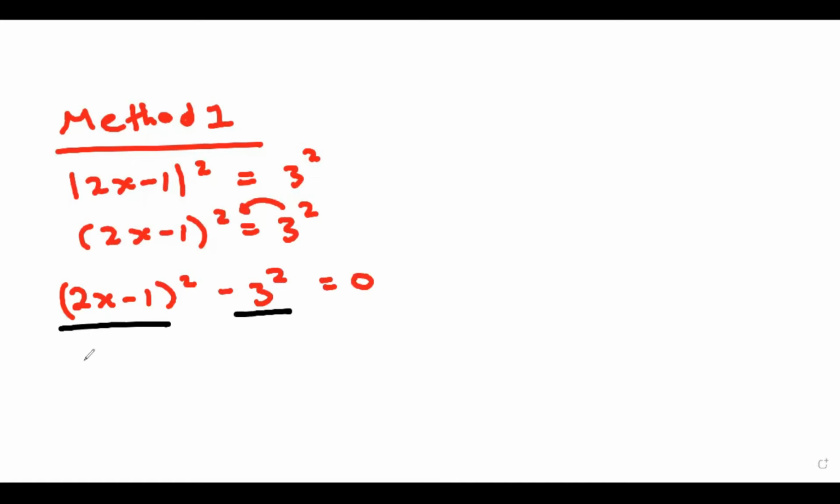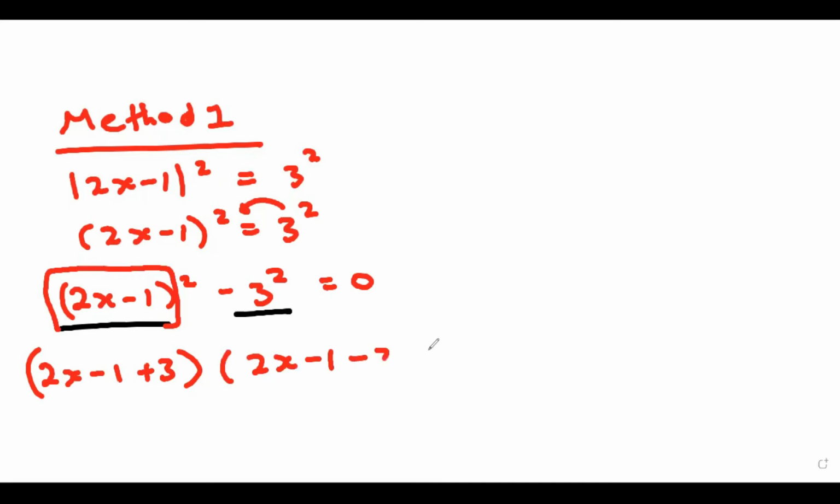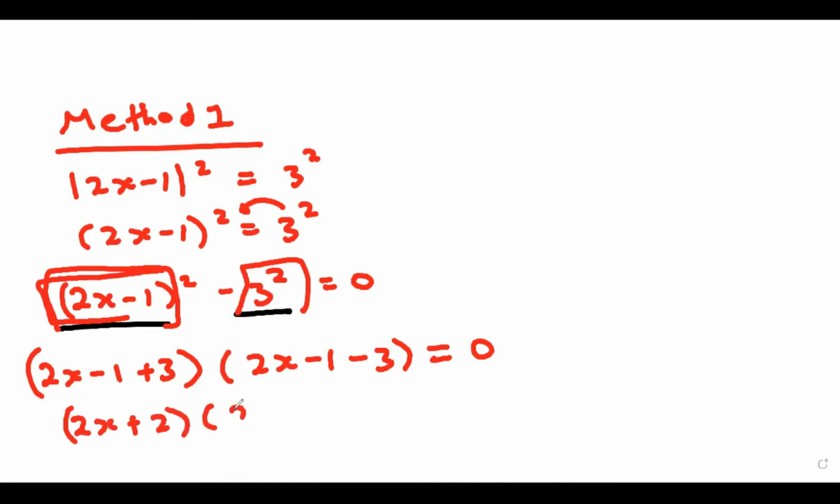So for the difference of two squares, you know that one bracket would have the positive and one would have the negative. So you're using this as one term by itself. It would be 2x minus 1 plus 3 times 2x minus 1 minus 3 is equal to 0. So you're using this as a term by itself and this as a term by itself. So you'd have 2x plus 2 times 2x minus 4 is equal to 0.